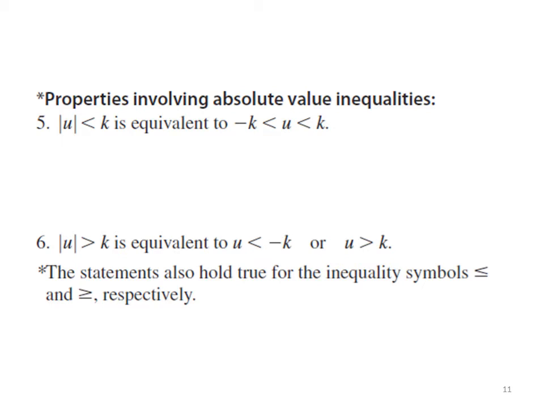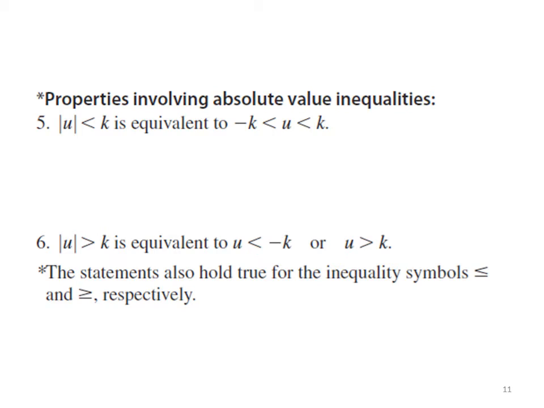Next, we will consider inequalities that involve the absolute value. And here are the properties for inequalities with absolute values. This is the continuation of properties of the absolute value. Property number 5: if the absolute value of u is less than k, then u is larger than minus k and u is less than k. U will be between the negative of the number and the positive of the number. It will be greater than minus k and less than k.